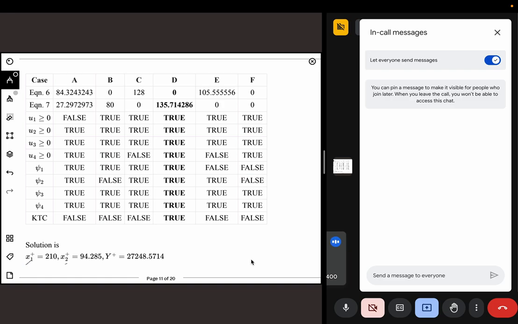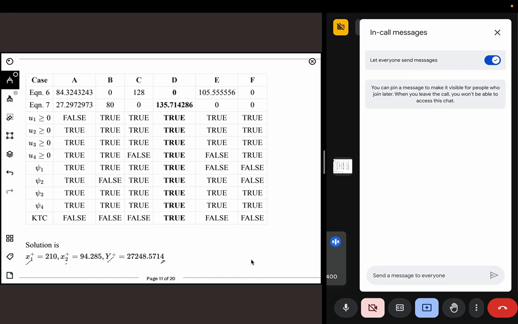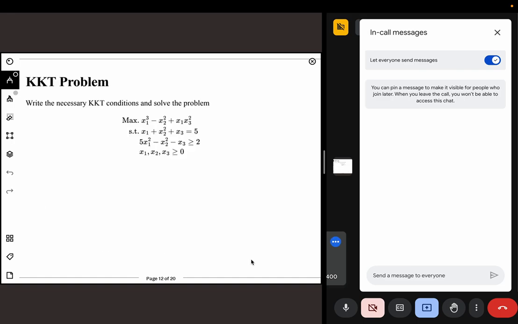Once you solve it, these are the values of x1 and x2 and the objective function that you are getting. But you can understand the complexity, right? Till that part it should be clear. Yeah, it's a time-consuming process.